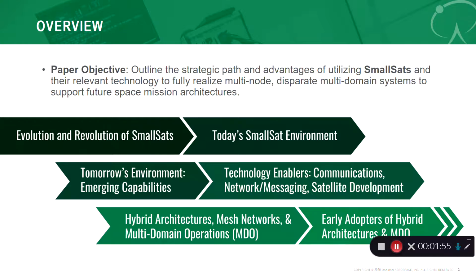So, the objective of the authors was to outline the strategic path and advantages of utilizing SmallSats and their relevant technology to fully realize multi-node, disparate architectures and networks to support future multi-domain systems. To address this, our paper first briefly discusses the history of SmallSats and how we got to today's environment and what challenges are still present. Then, we look at the emerging capabilities and what technology enablers are driving hybrid architectures and mesh network topologies. We'll look at what multi-domain operations may look like in the future, and we'll discuss who the early adopters of hybrid architectures are.